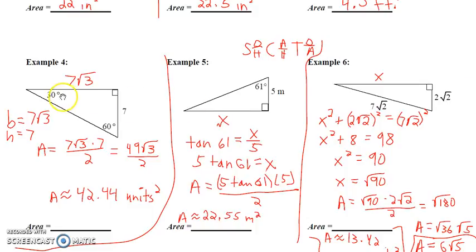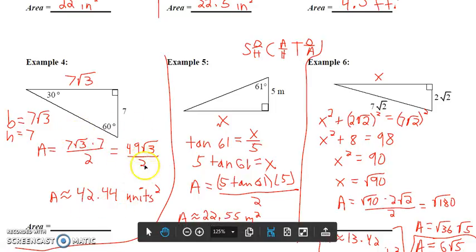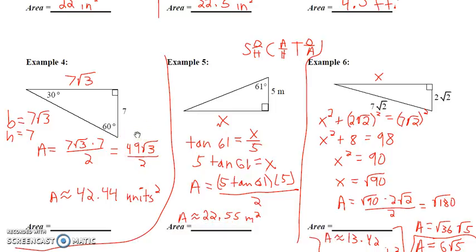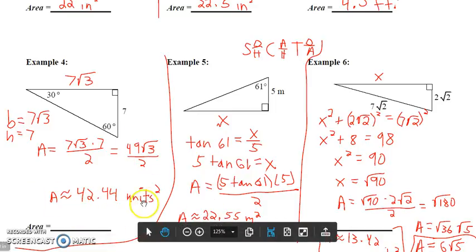Same with example 4. This is a 30, 60, 90 triangle. So they gave me the short leg is 7. So that means the long leg is going to be 7 root 3. These 2 sides are perpendicular, so I'm going to use one as the base and one as the height. So I go 7 root 3 times 7. That's 49 root 3. Divide that by 2. And I get this. If you're doing this in your calculator, no matter what calculator you have, if you just type in 49 root 3, enter, divide 2, enter, and then you round 2 decimal places, you'll get what I have. And this, remember, means approximately equal to because I rounded.